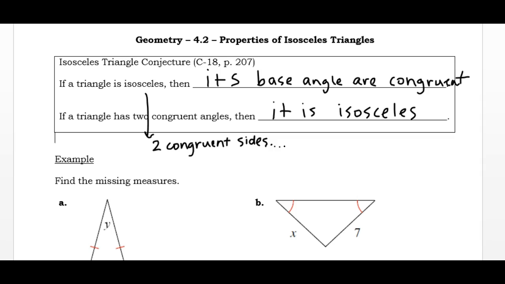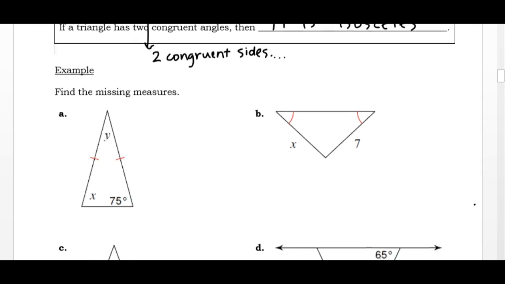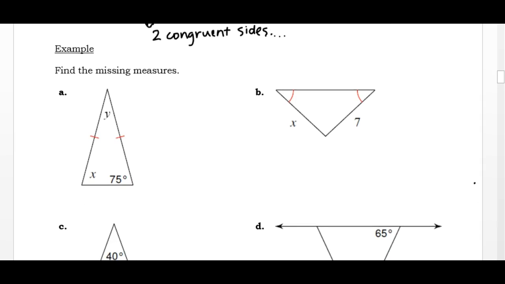So that's everything I said. If there are two congruent sides, then there are two congruent angles. If there are two congruent angles, then there are two congruent sides. It goes both ways. My first example here has a triangle that shows me two congruent sides, so I know that there are two congruent angles because there are two congruent sides.